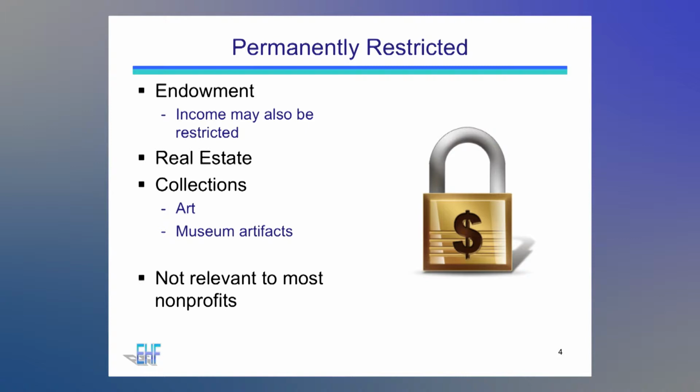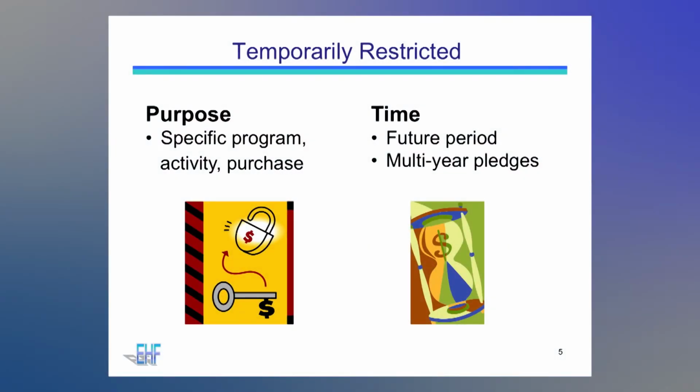Gifts of real estate or other property, such as art or museum collections, can also be permanently restricted. Since most small and mid-sized nonprofits will not have endowments, we will now focus on temporary restrictions. Temporary restrictions happen when a donor places a temporary restriction on the use of funds or the asset that they give you. A donor may impose a time restriction for a future fiscal year, or a donor may impose a purpose restriction, for example, for a specific project, program, activity, or to support a specific staff position or technology purchase.